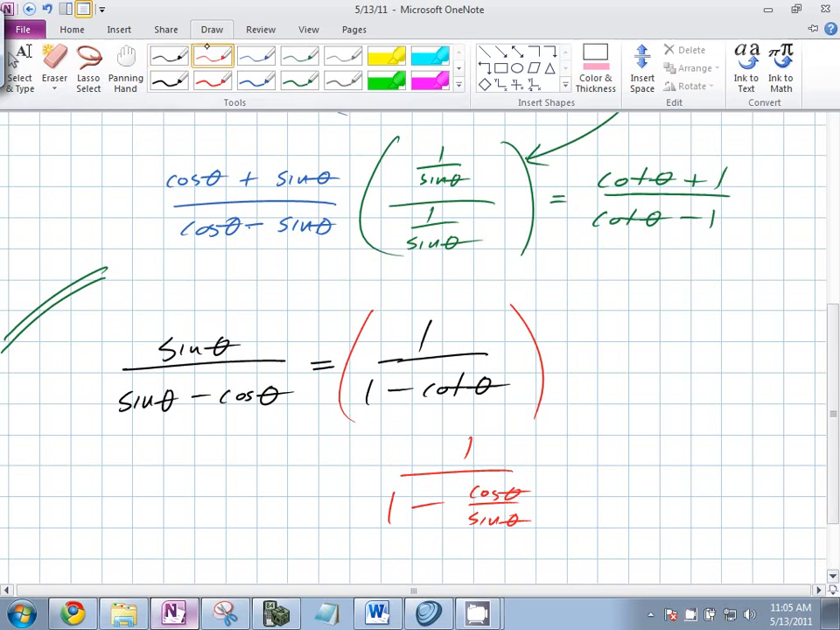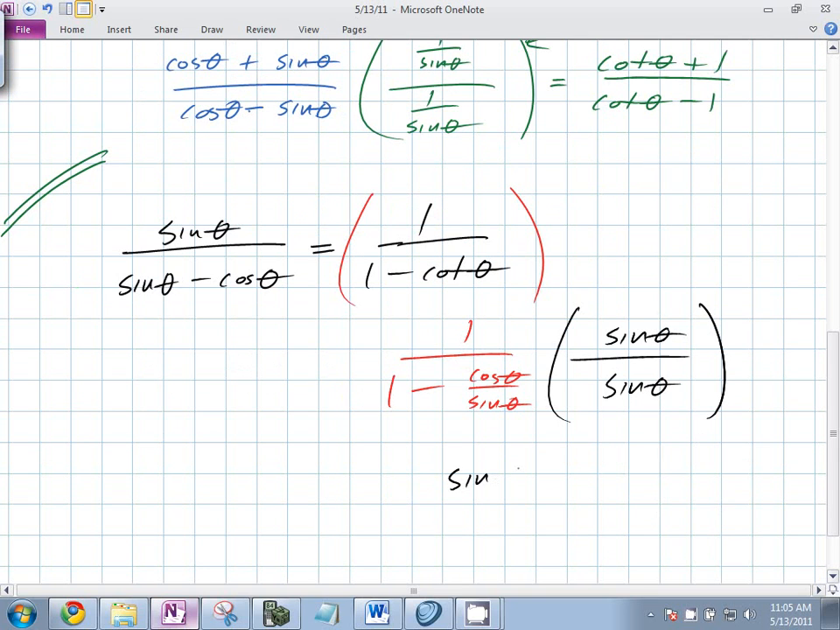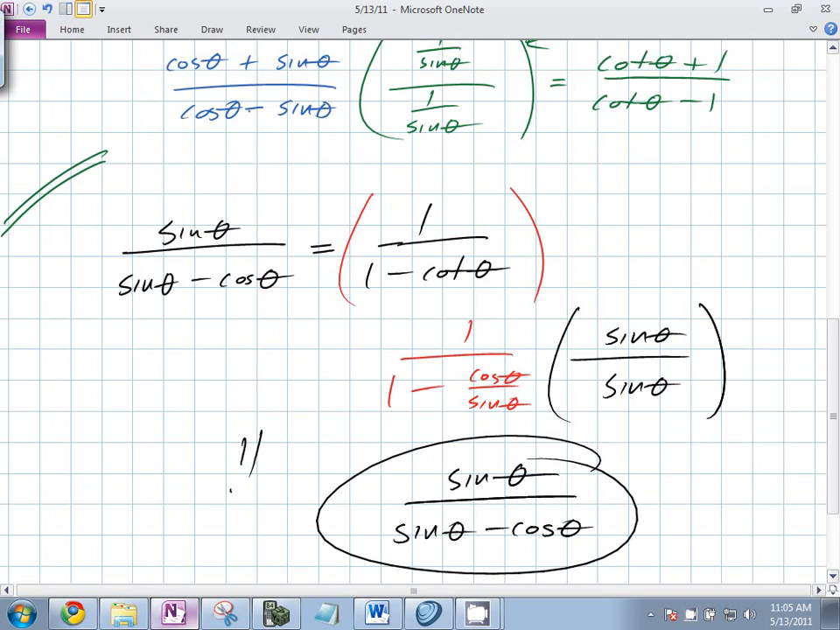Exactly. And what am I going to multiply this thing by? Yeah, if you do sine theta over sine theta, what happens? You get sine theta over sine theta minus cosine theta. Now, is that quick? Yeah, that's about as quick as it gets. Going from left to right is possible. Is it a little more ugly? I'd imagine it is. What did you multiply by?